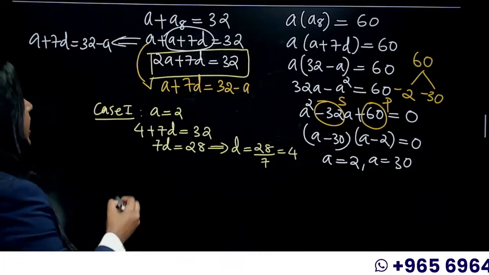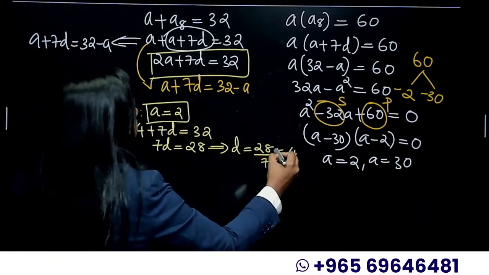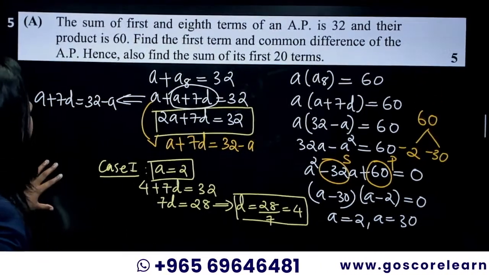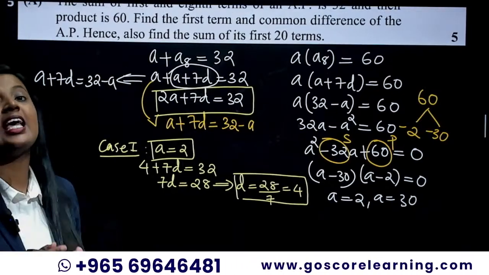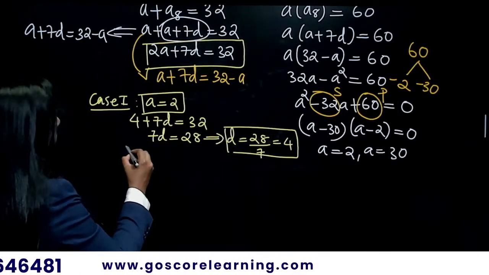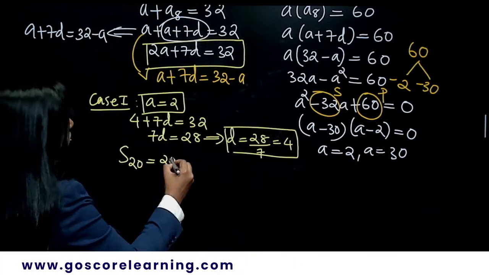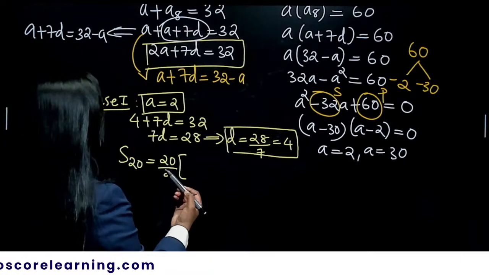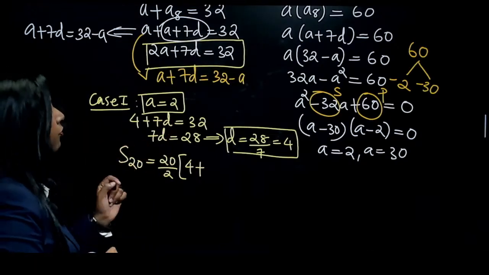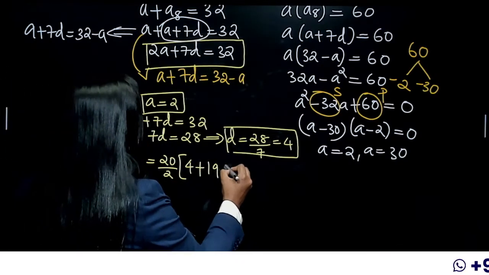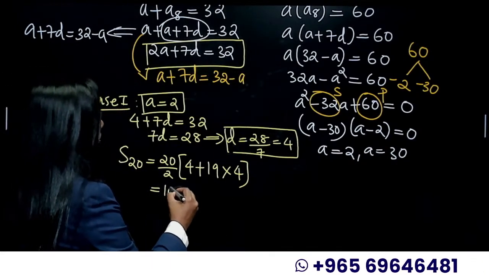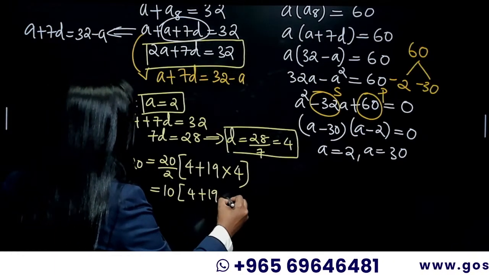So A is 2, and when A is 2, D is 4. And what was the question? The question was to find the sum of the first 20 terms, which is S20. So we are going to find S20. S20 is equal to 20 by 2 into 2A, that is 2 into 2, 4, plus n minus 1, that is 19, into what is D? 4. So 10 into 4 plus 19 into 4.